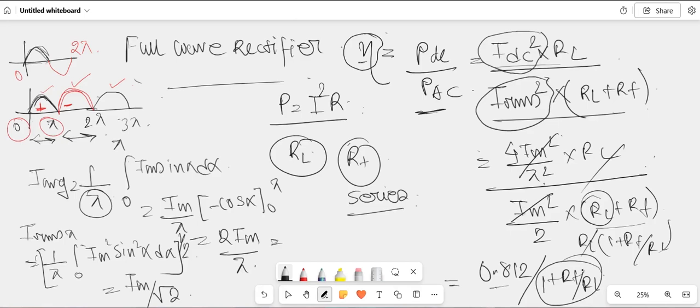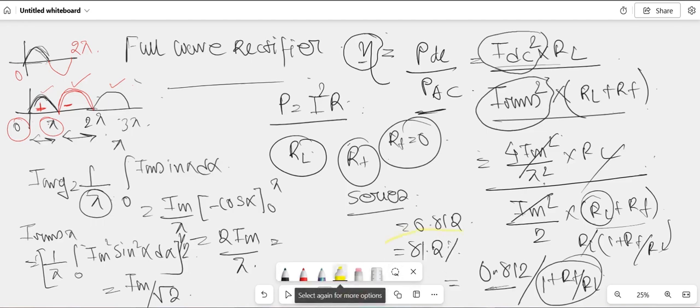Okay. So we will just consider RF equals to 0, no series resistance is connected. If RF equals to 0, the output will be 0.812, and if you multiply it by 100, the efficiency will be 81.2%. So this is the required efficiency of our full wave rectifier. Okay, so this is the answer. Thank you.